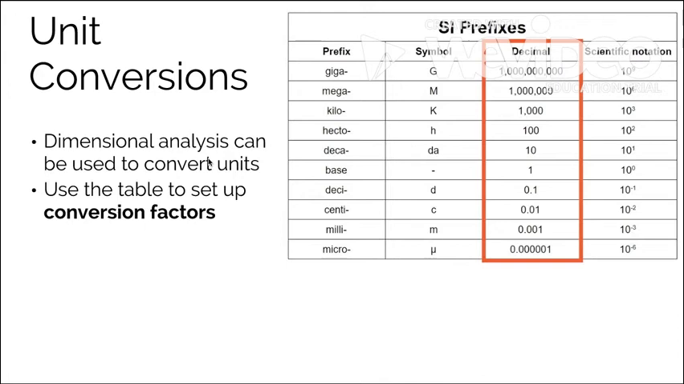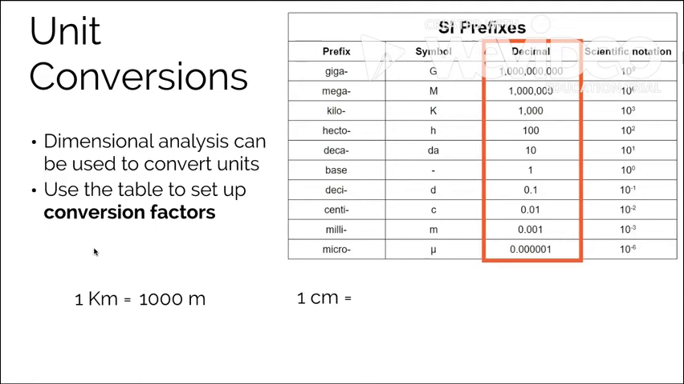So just a short little example on this is that if you have something that is asking for a kilometer, you look for the prefix kilo, symbol K, and you know that it represents 1,000 units of your base. So to set up the conversion factor, you just say 1 kilometer is equal to 1,000 meters, 1,000 units of your base.